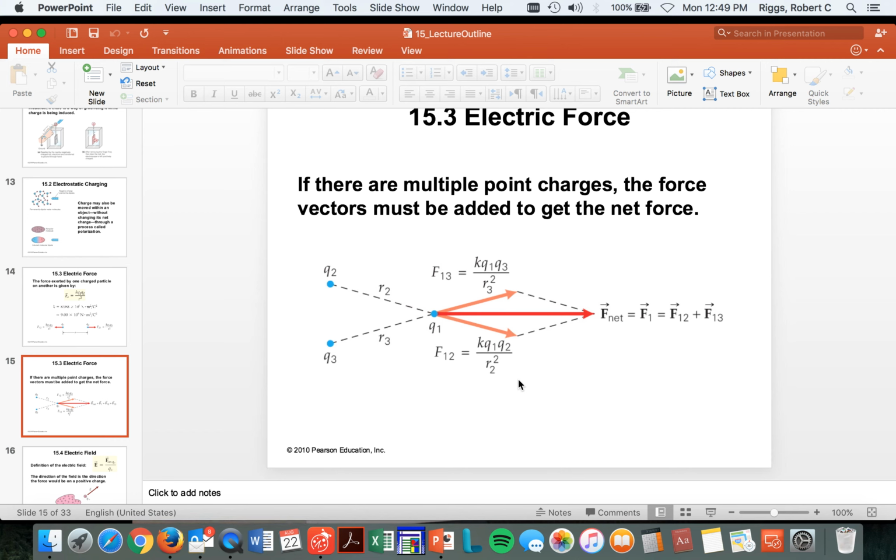So let's take a look at one of your homework problems on Coulomb's law, because this is all there is to it. So let's take a look at one of your homework problems on this, and we'll do that in video 3.